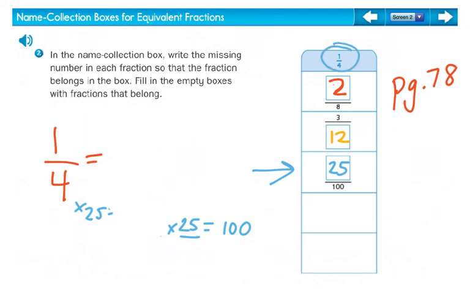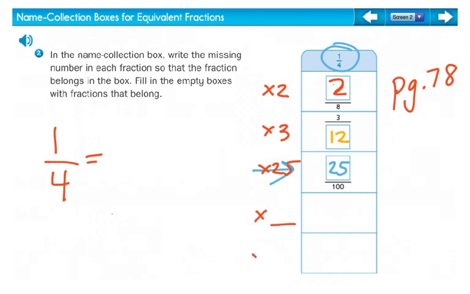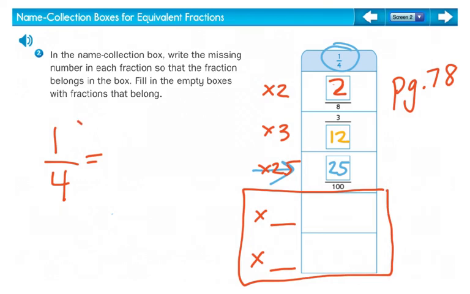Now, I want you to take a number that hasn't been multiplied. So here they multiplied by 2, here they multiplied by 3, here they multiplied by 25. I want you to come up with 2 of your own in these bottom 2. What are you going to multiply the top and the bottom by? Would you go ahead and choose a number other than 2, 3, or 25 and fill in the bottom 2? Go ahead and pause your video.